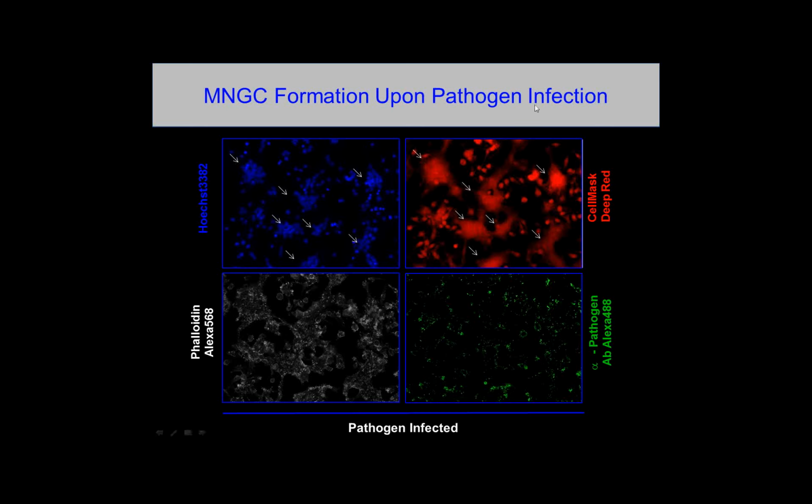One important thing that I want to point out is that even though there are a lot of MNGCs in the infected sample, you can see that there are infected cells that are single. So our task is not only identifying MNGCs from non-infected cells, our negative control, but also to distinguish them from other cells that are indeed infected but haven't fused yet.